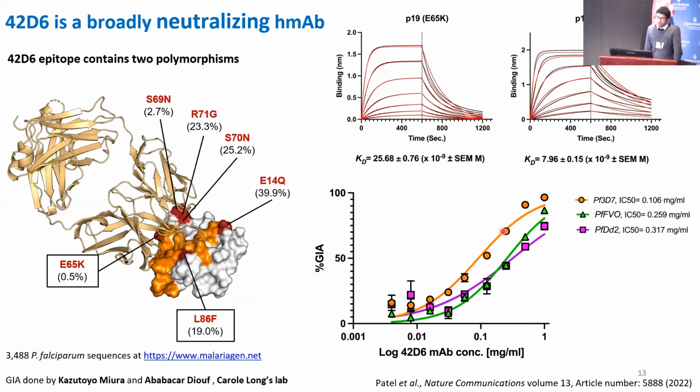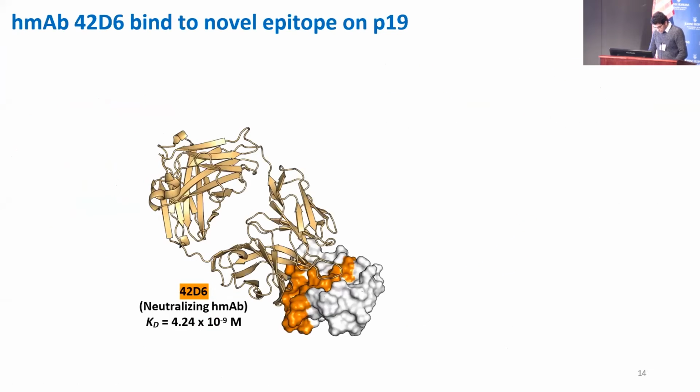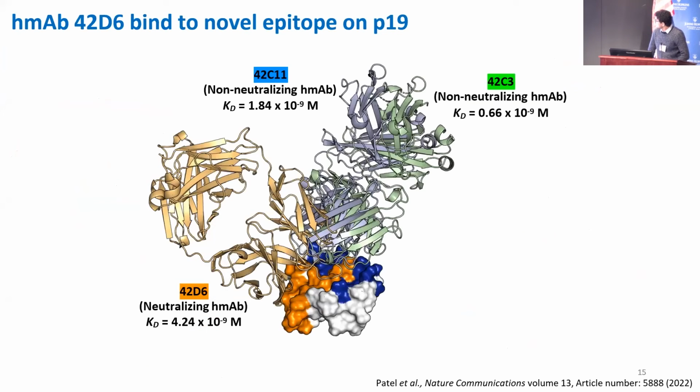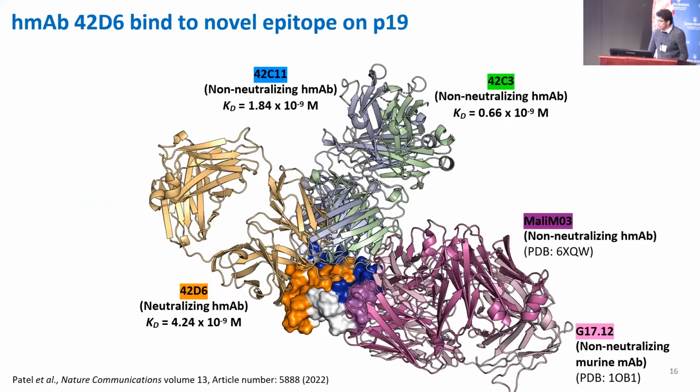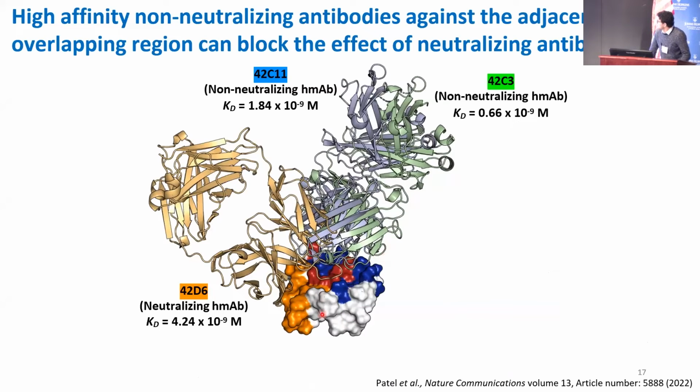And then we wanted to explore the cross-neutralizing potential of photodisc mAb. The right bottom graph represents the GIA for photodisc mAb with 3 diverse strains of Plasmodium falciparum, suggesting therapeutic application of this photodisc mAb. Then I superimposed those 3 P19 human mAb complexes and previously characterized P19 mAb complexes, which makes it very clear that the photodisc mAb recognizes a novel epitope on P19. Another observation we made was that 25% of the photodisc epitope overlaps with photo-C3 and photo-C11. That overlapping portion is colored in red.